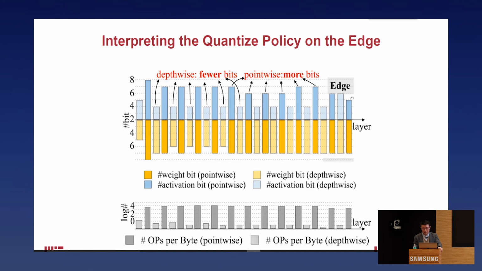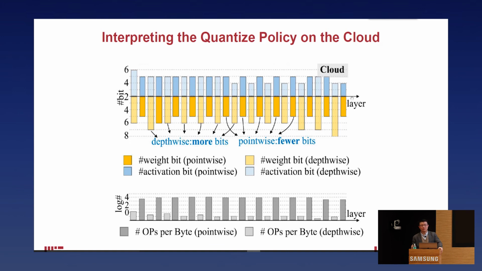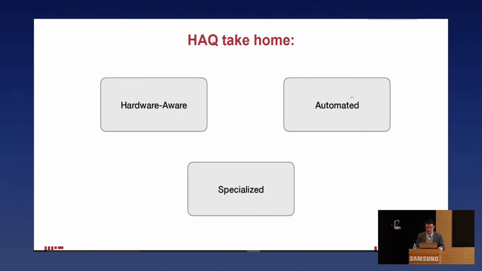bottleneck. And on the cloud, we observe the contrary, where depth-wise gets more bits, point-wise gets fewer bits. This is because on the cloud, we allocated more memory bandwidth in the simulator, which is HBM. Therefore, those computation-bounded layers, like point-wise layers, get allocated fewer bits. So the AI agent wasn't exposed to such a roofline model, but it automatically discovered this phenomenon, which is quite amazing. So the take-home is we want to have hardware-aware automation and specialize the decision for different hardware.